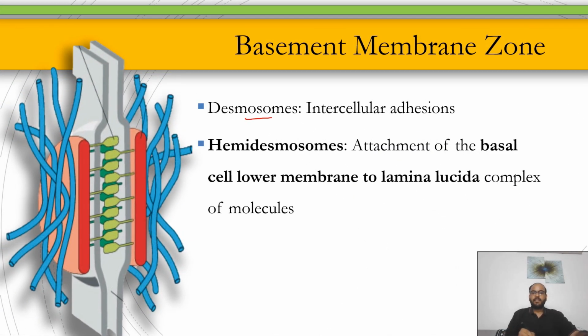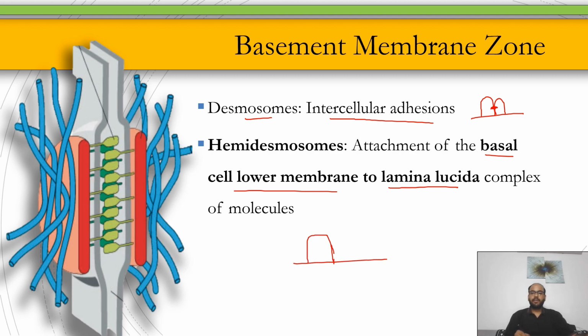So as I've already said, desmosomes are intercellular adhesions. That means the attachment will be between two adjacent cells. The hemidesmosomes are responsible for attachment of the basal cell lower membrane to the lamina lucida complex. So what essentially happens is, if these are your basal cells, desmosomes will be here and hemidesmosomes would be here at the basal level, at the floor of the cell, attached to the further complex of proteins in the lamina lucida.